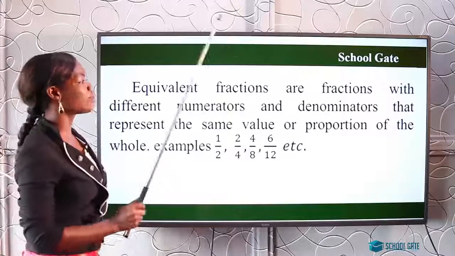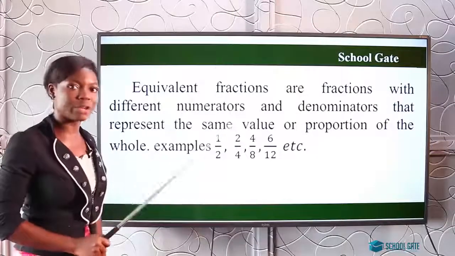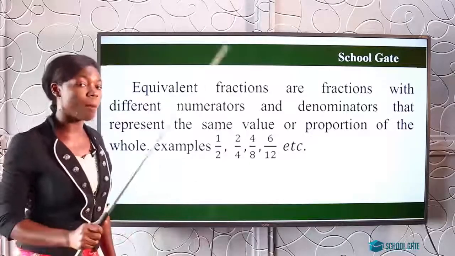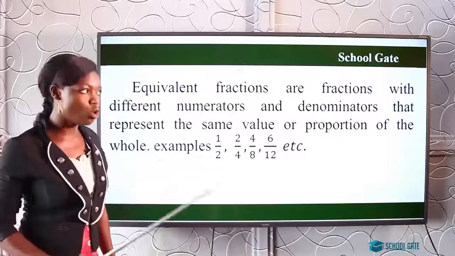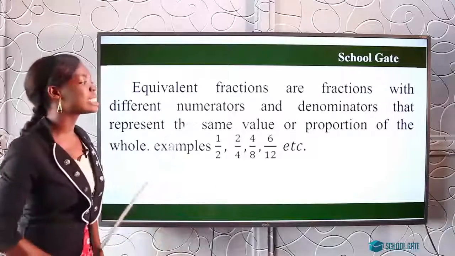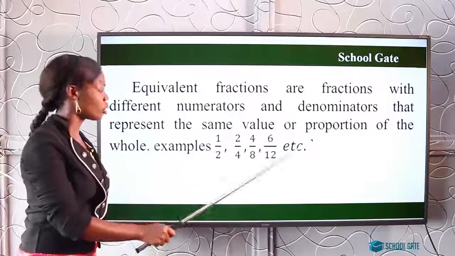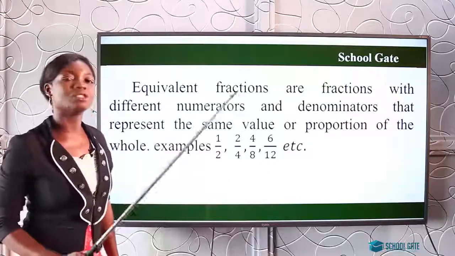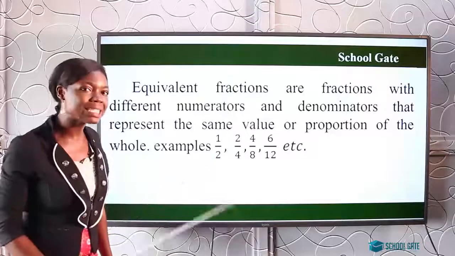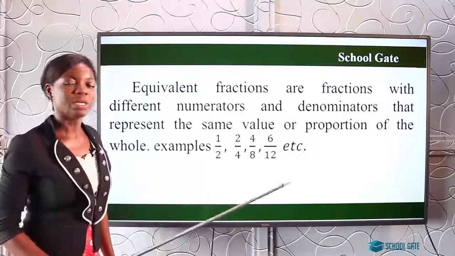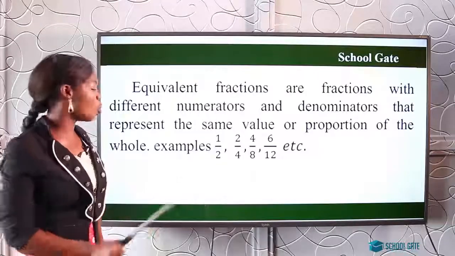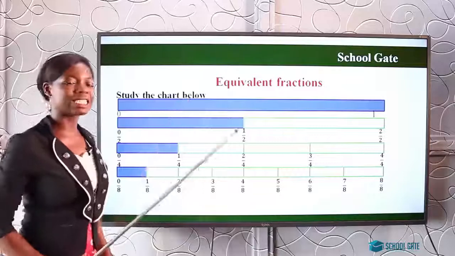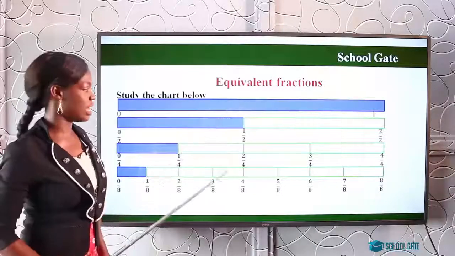Equivalent fractions are fractions with different numerators and denominators. That means they have different number above and different number below that represents the same value or proportion of the whole. They are different numerators and denominators, but they represent the same value. They represent the same value of the whole. Let us go back to our chart so that we can explain what we mean by the equivalent fraction.